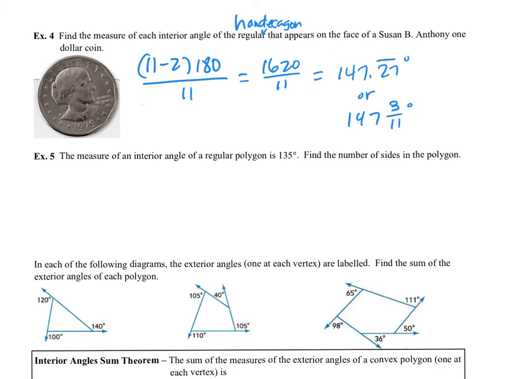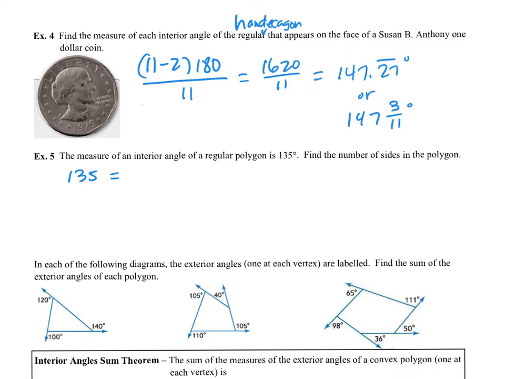Okay, and then let's take a look at example 5, which says the measure of an interior angle of a regular polygon is 135. Now this one's asking us to find the number of sides in the polygon. We don't know how many sides that polygon has. We just know that the measure of each interior angle is 135. It's regular, so they're all the same. So let's write an equation and see if we can figure this out. Okay, 135 degrees is the measure of one of those angles.